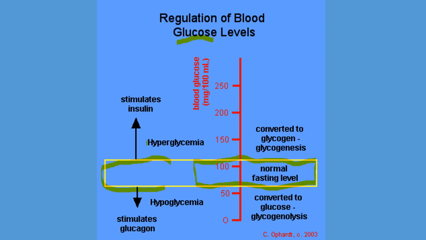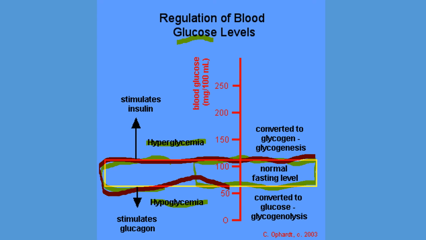But if it's too high, we call that hyperglycemia. If it's too low, we call that hypoglycemia. So again, going back to the whole issue of homeostasis, we want balance in this region. If we have too high or too low, the previous slide, as I explained, is your body's way to try to compensate and return the blood glucose levels back to normal.